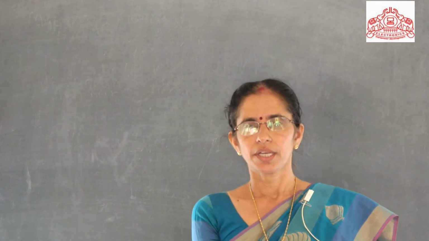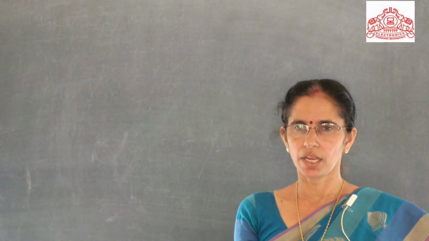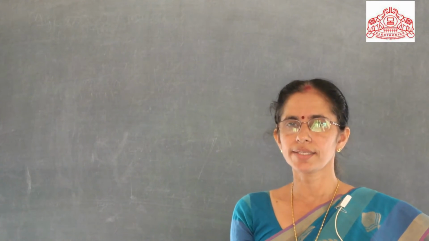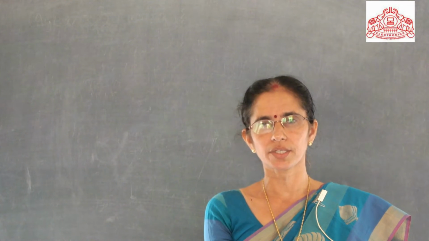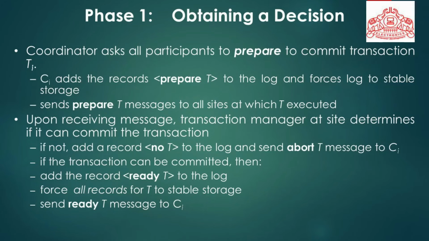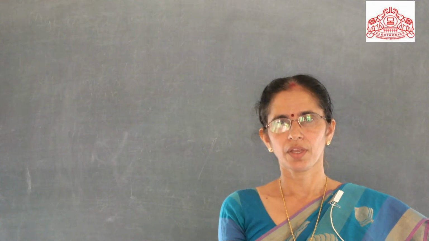If not, it adds a record no T to the log at its site and sends an abort T message to the coordinator CI. If the transaction can be committed, then it records a ready T to the log and then forces all the records to stable storage and sends a ready T message to the coordinator CI.